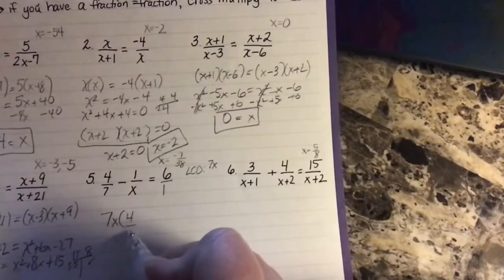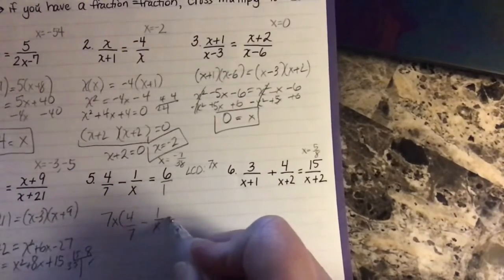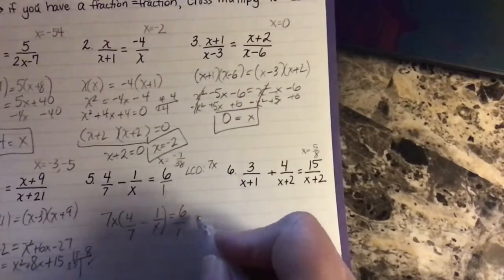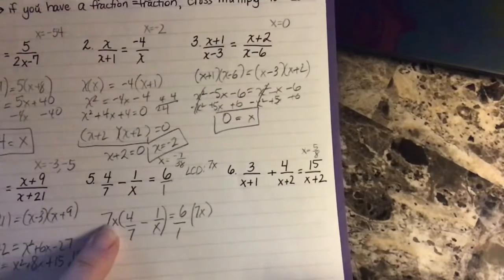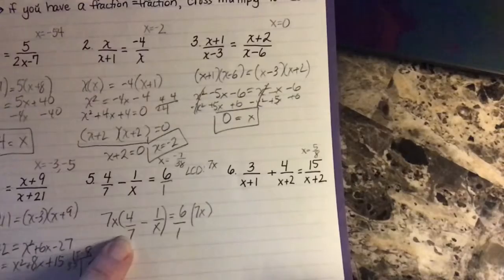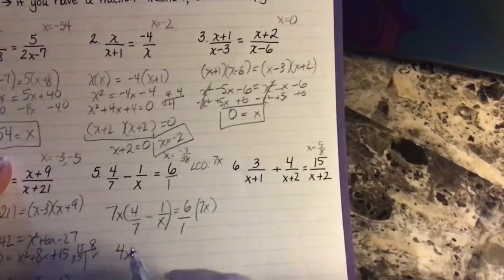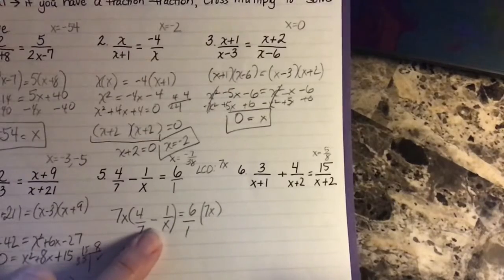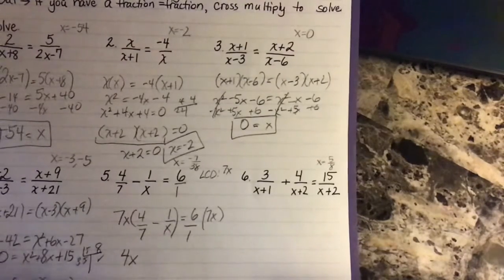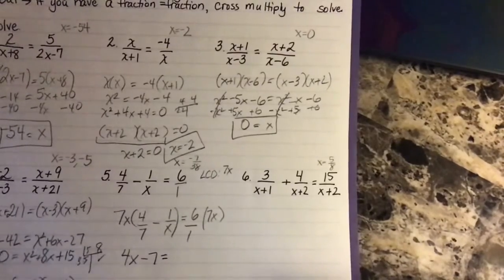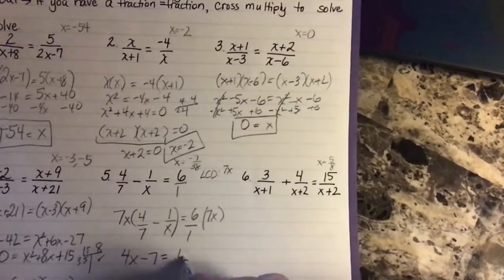I'm going to multiply the left side by the least common denominator and the right side by the least common denominator. Okay, so I'm going to distribute the 7x here. 7x times 4 over 7 is going to be 28x over 7, which is 4x. 7x times negative 1 over x is going to be negative 7x over x, which is going to be negative 7. And then 6 times 7x is 42x.